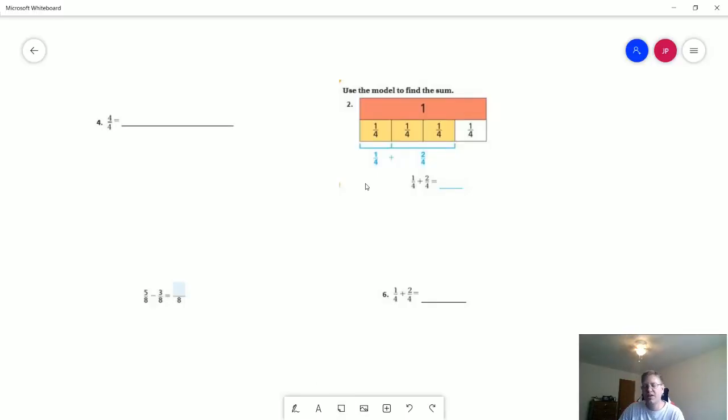Last year, we were working with fractions, and so we're going to continue working with that. We're going to talk about how to add and subtract fractions today. There will be a follow-up video on Thursday that talks about how to do multiplication and division.